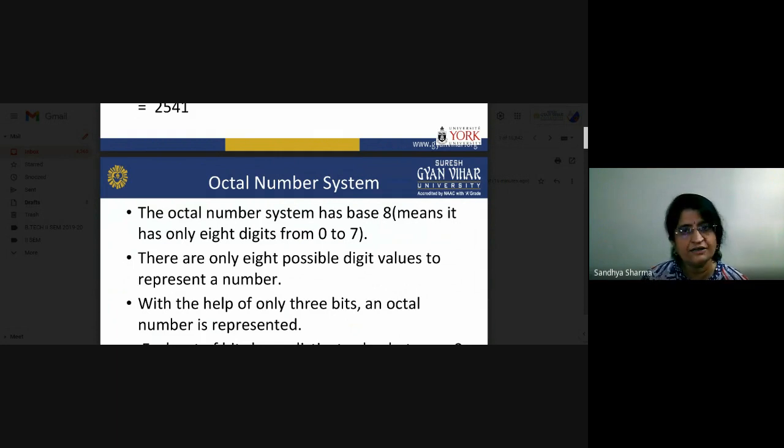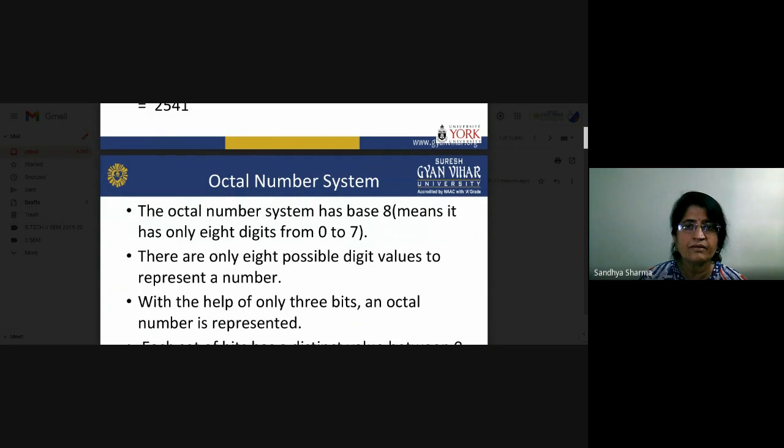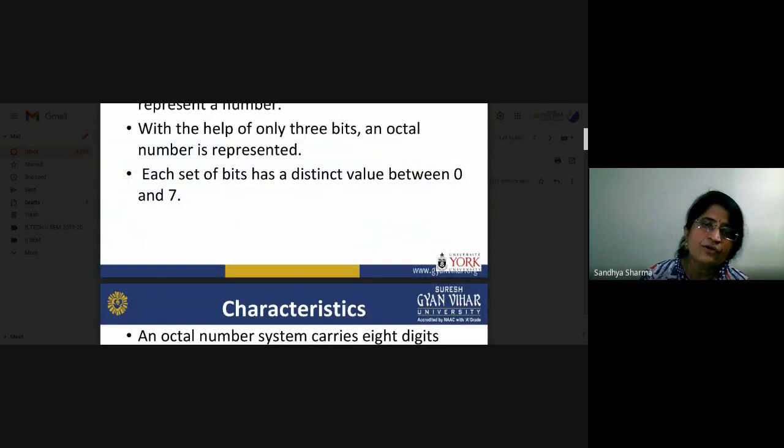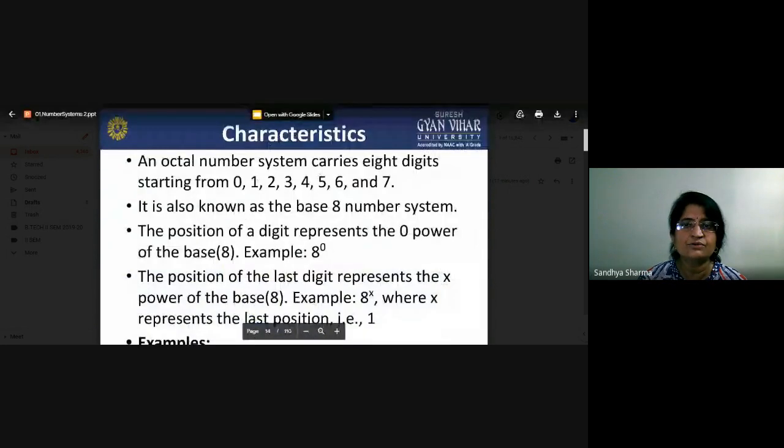Either you can convert your octal number into a decimal number, or you can convert your octal number into a hexadecimal number. Again, we are using the combination of 0 to 7 symbols. So 8 symbols we are using for this conversion, and according to their different values, each set of bits has a distinct value between 0 and 7. That is the basic characteristic feature, 0 to 7.